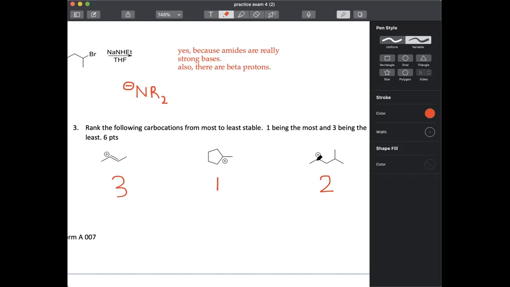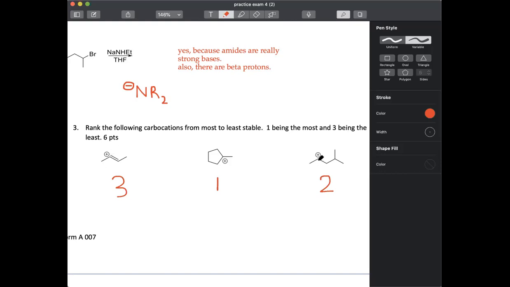Yeah, so this is sp2 hybridized, and this is sp. But remember that what stabilizes carbocations? What was that word? Hyperconjugation, right? Hyperconjugation. And so hyperconjugation is you have donation of electron density from sp3 carbons, right?